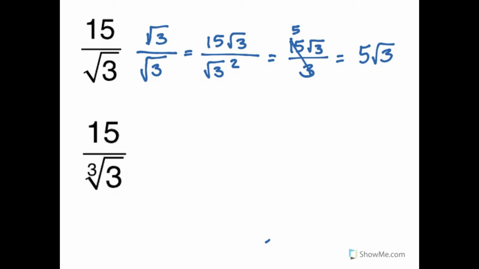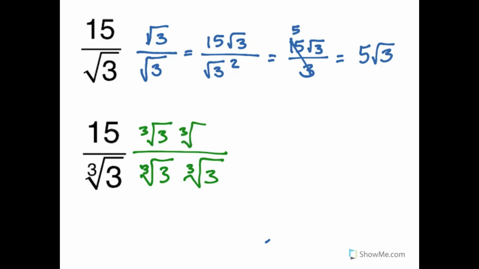If I have a cube root in the denominator, I need 2 more copies because I need 3 copies of a cube root to make a whole number. So I'm multiplying the top and the bottom by 2 more copies of the cube root of 3. Well, in the denominator, cube root of 3 times cube root of 3 times cube root of 3 gives me 3. That's what I'm looking for.